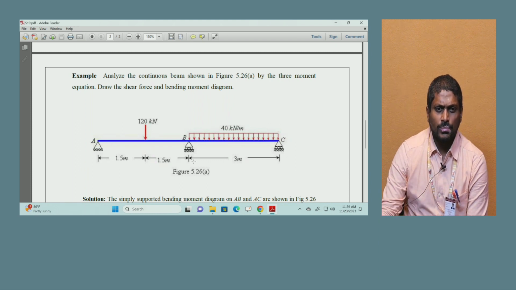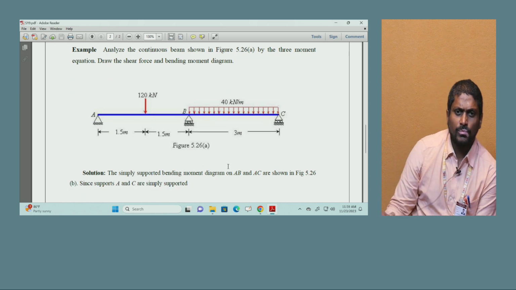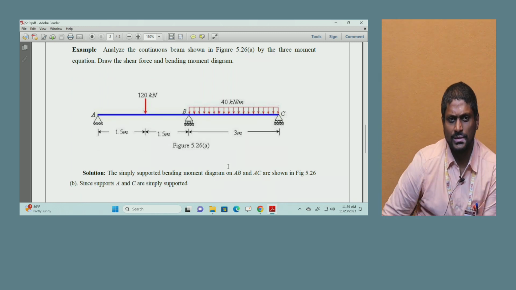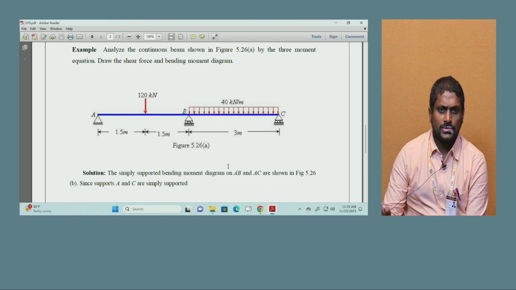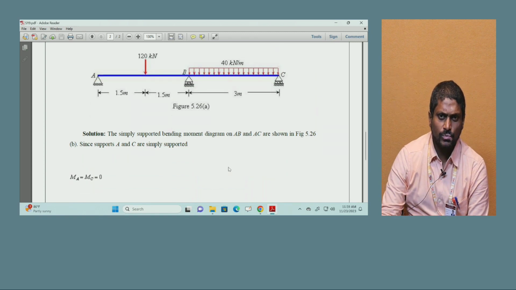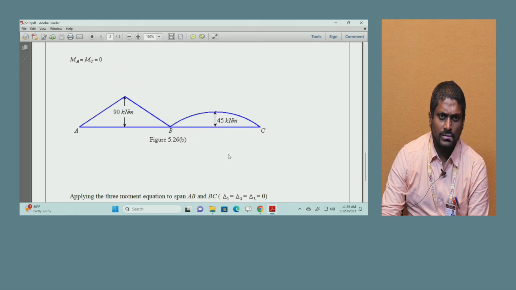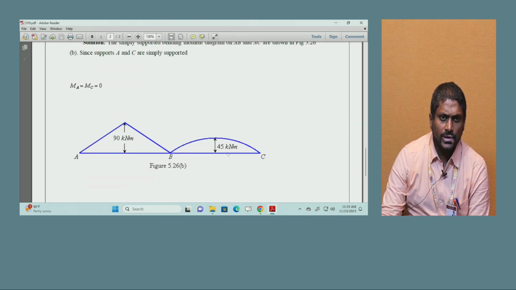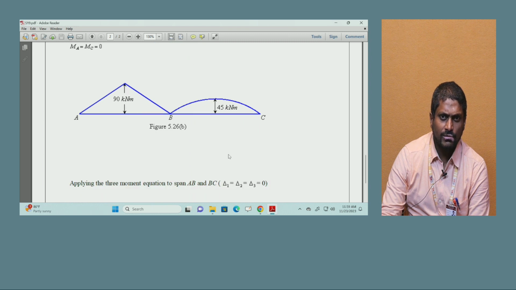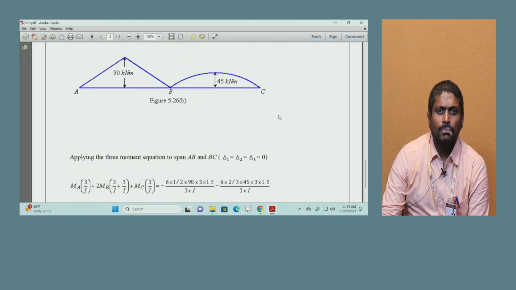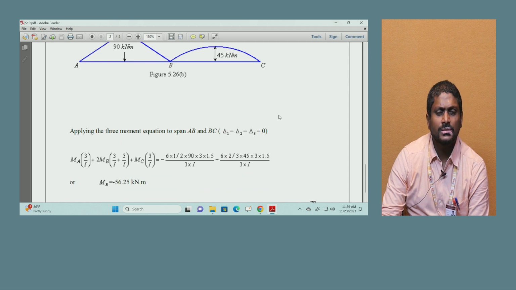So the simply supported bending moment diagram on AB and BC, since supports A and C are simple supports, MA equals MC equals 0, and the bending moment diagrams for ABC are 90 kN-m and 45 kN-m. Applying the three moment equation to spans AB and BC, delta 1 equals delta 1, and delta 2 and delta 3 are going to be 0, since those are support conditions. The equation can be applied here.